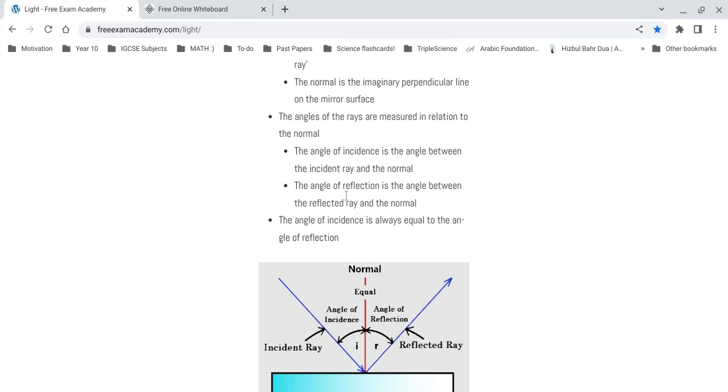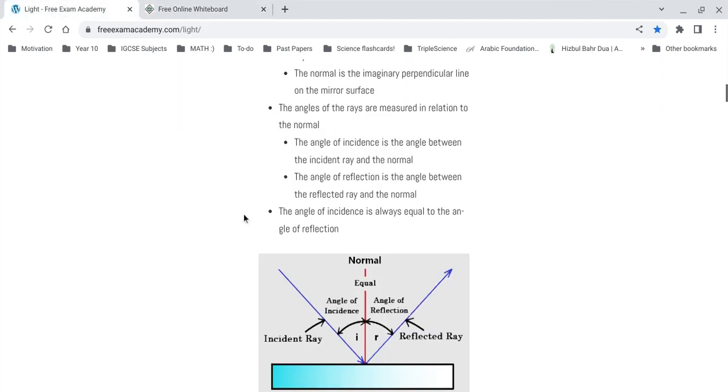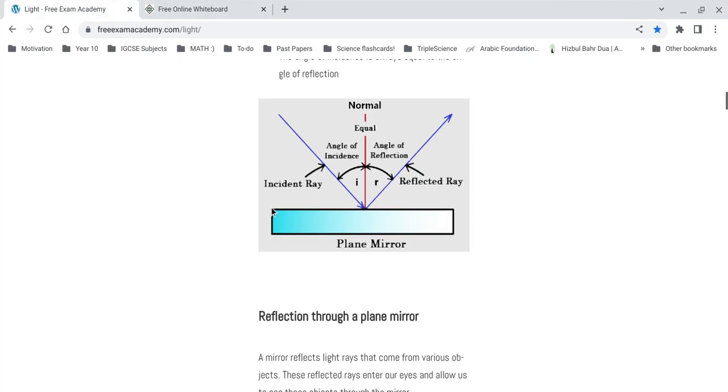The angle of incidence is the angle between the incident ray and the normal. The angle of reflection is the angle between the reflected ray and the normal. So it's always relative to the normal. The angle of incidence is always equal to the angle of reflection, so just remember that. Here's a drawing. Here we have the plane mirror, that's the surface, and the normal is perpendicular to the plane mirror. And we have the incident ray, that's the one coming in.